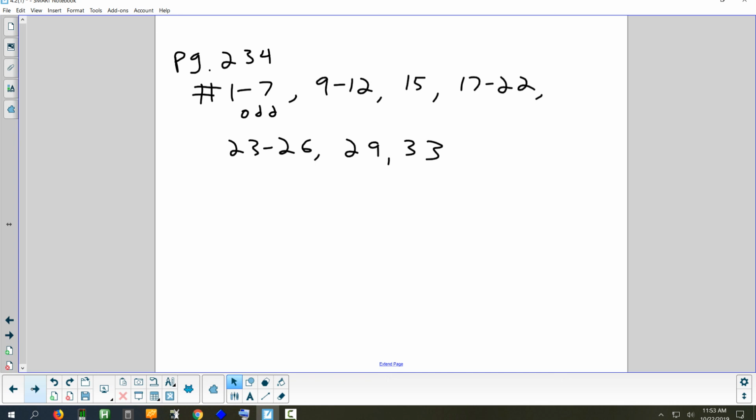All right, so homework tonight, it's not all sketching. Some of the problems are just like find the end behavior or something like that. So 1 through 7 odd, 9 through 12, 15, 17 to 22, 23 to 26, 29 to 33.